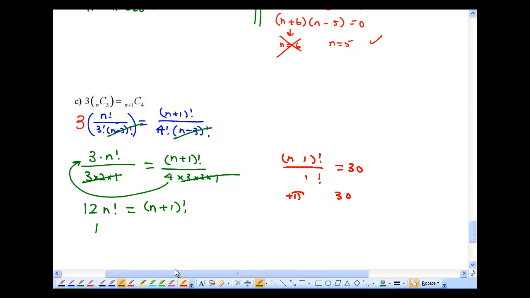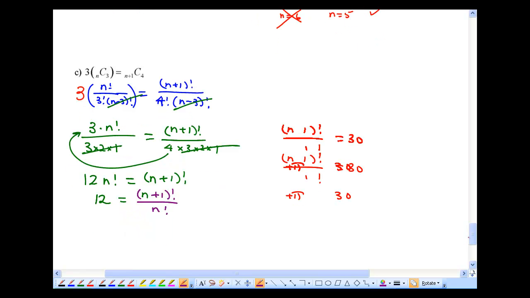I'm going to now isolate the 12 and then bring the n factorial over here. n plus 1 factorial divided by n factorial. What's that going to be? You can try to simplify that. That's just n plus 1. And so therefore n equals 11.